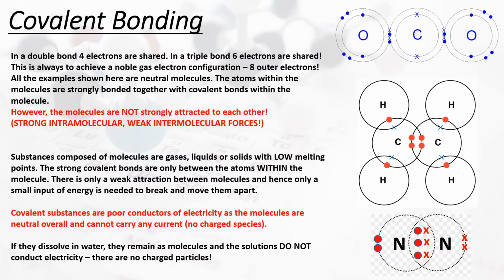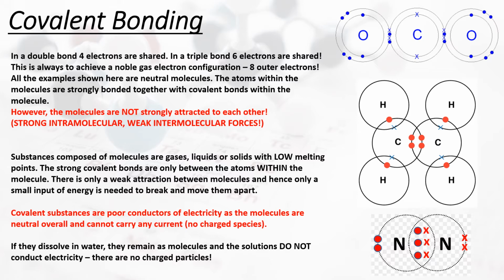Now, substances composed of molecules are gases, liquids or solids that have low melting points. The strong covalent bonds that we talked about between the atoms within the molecule are only acting within the molecule. Now, when we melt something, we're not actually breaking these individual covalent bonds between the atoms. We are breaking the intermolecular forces, the forces that act between molecules. And because there's only a weak attraction between the molecules, there's only a small input of energy needed to break them and move them apart and to melt them or to boil them.